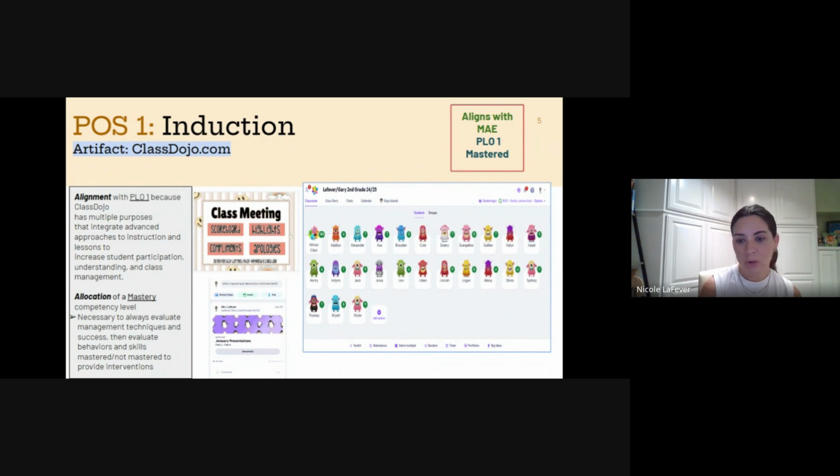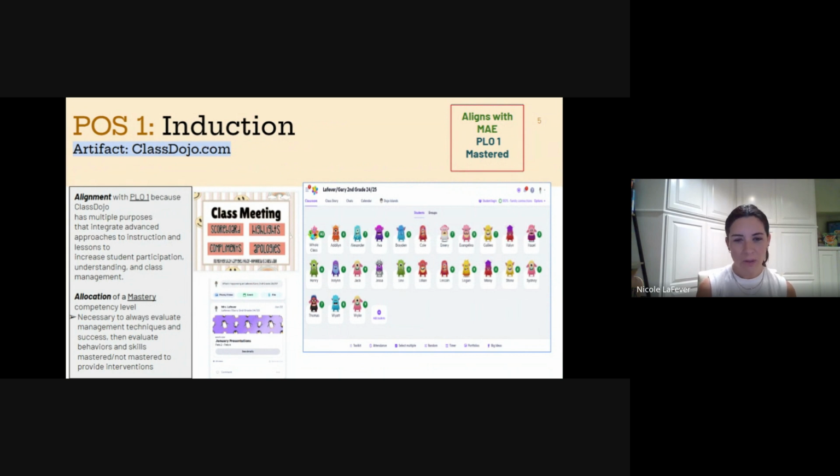So ClassDojo.com is a big part of my classroom. I aligned this with PLO1 because it has multiple purposes. They all integrate advanced approaches to instruction and lessons to increase student participation, understanding, and management. I allocated this as a mastery competency level.